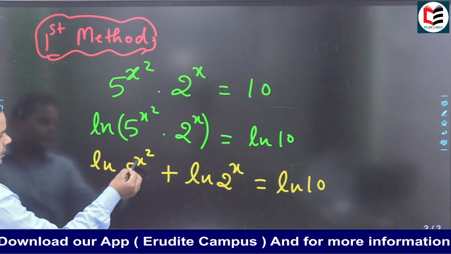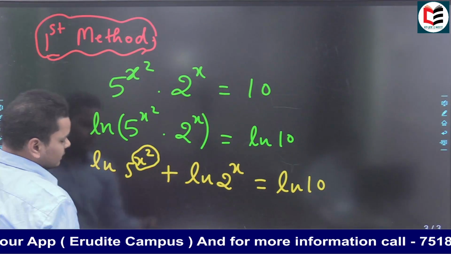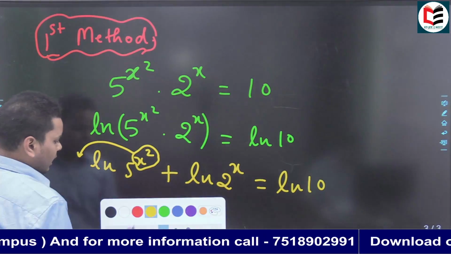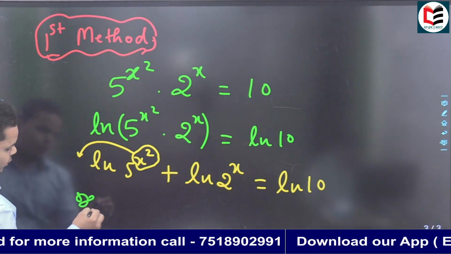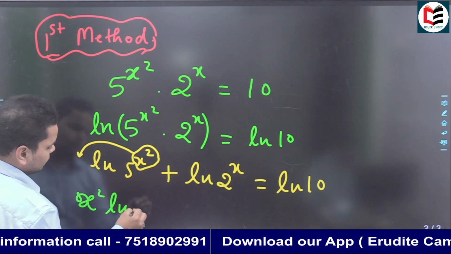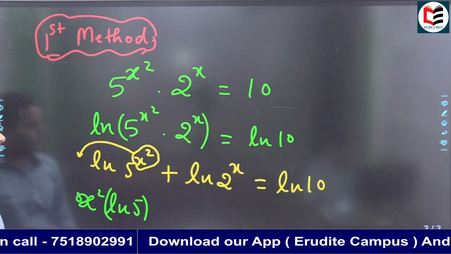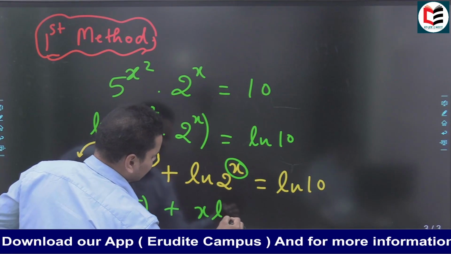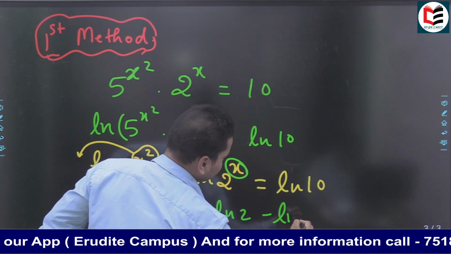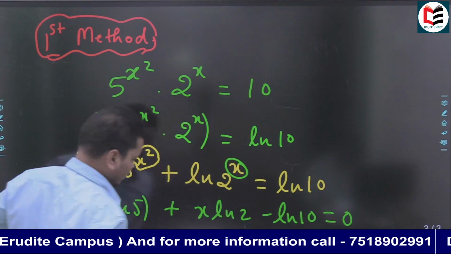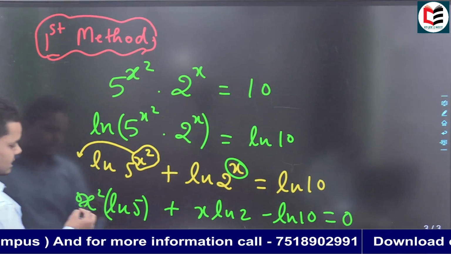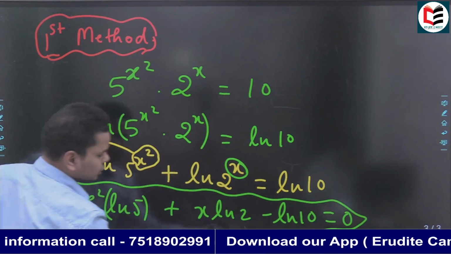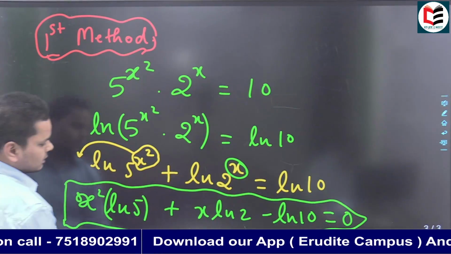Now here you know very well that this x square will come to this side in the multiplication. So this will become x square times ln 5 plus x times ln 2, and here ln 10 equals 0. You know very well that this is a form of a quadratic equation.